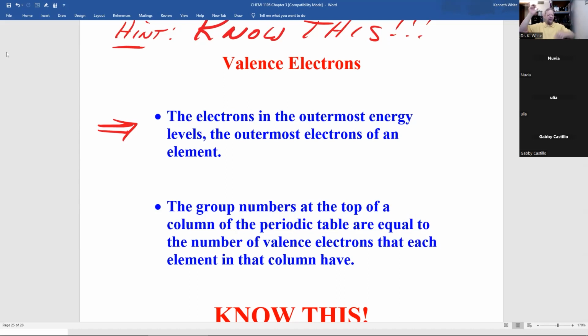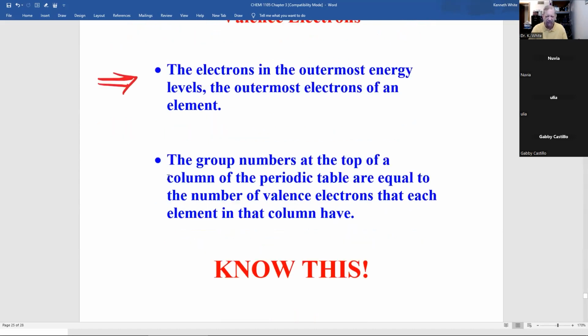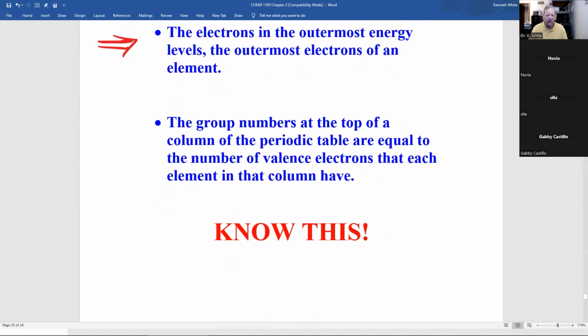Those are the ones in the very farthest shell from the nucleus and subshell. So valence electrons are the outermost electrons of an element. How do you find them? The group number at the top of the column of the periodic table is equal to the number of valence electrons that each element in that column has. And again, I have even written it down here, know this.